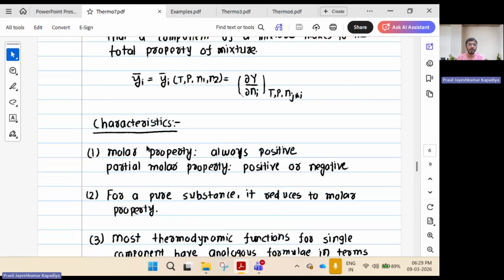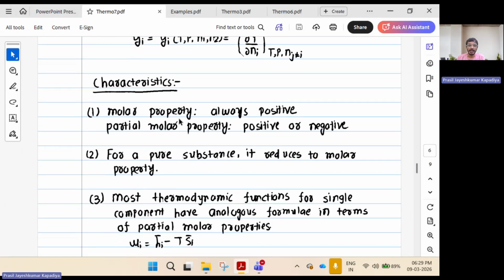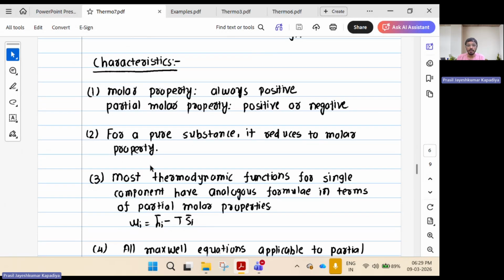So we know that molar property can never be negative. It is always positive. But when we are dealing with partial molar property, it can be either positive or negative based on the nature of the system. And when I am dealing with a pure substance, it just reduces to molar property, because for a pure substance there is nothing else. It is only that component. So for a pure substance, it reduces to molar property.